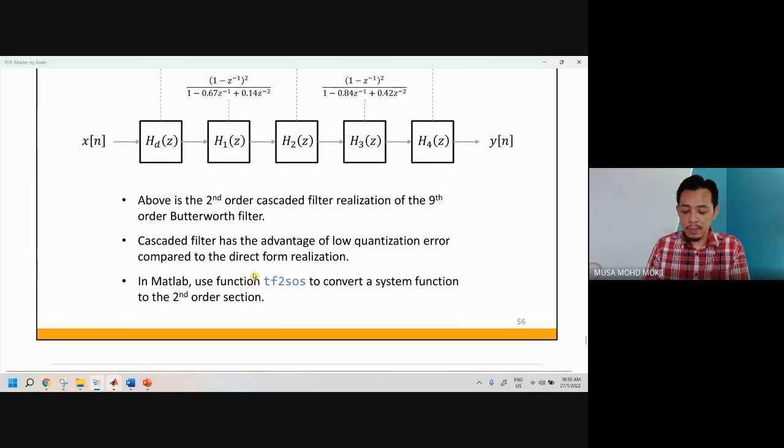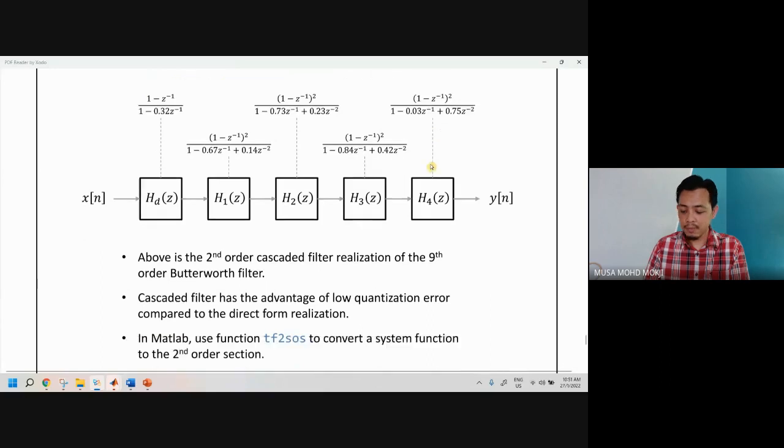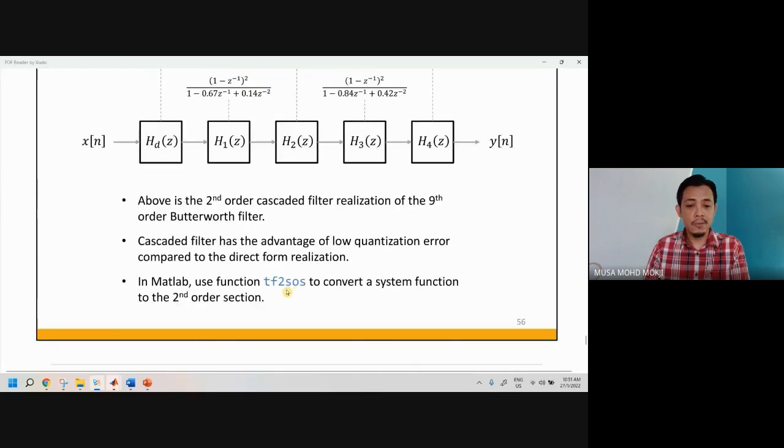Even in MATLAB, there is a function, so you can convert the original transfer function into these second order sections. How do we get these one by one? I did this using MATLAB. There's a function, tf2sos, which is actually second order section. Just to let you know, okay?